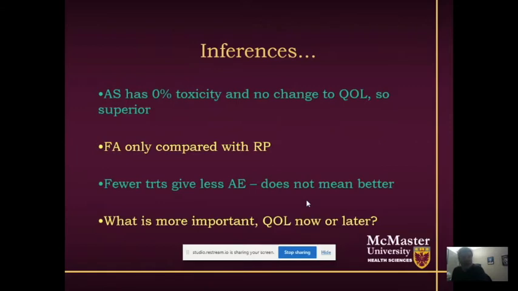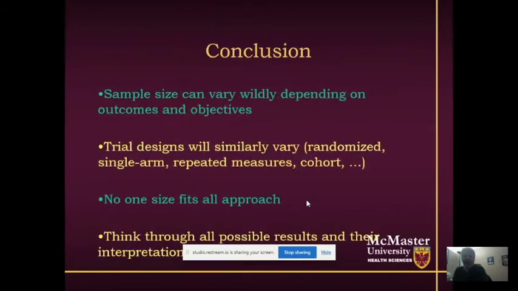Maybe when you do need treatment, if you had active surveillance. So these are all questions that you would have to consider. So ultimately, the sample size, whatever trial design that you end up using, single arm, randomized two-arm trial, superiority design, non-inferiority design, they can vary wildly in the same scenario, in the same setting, depending on the outcomes and the objectives that you're really interested in. There is no one-size-fits-all approach.